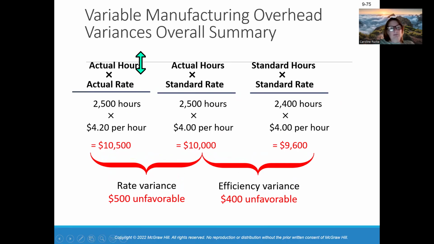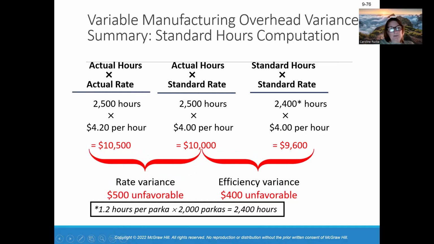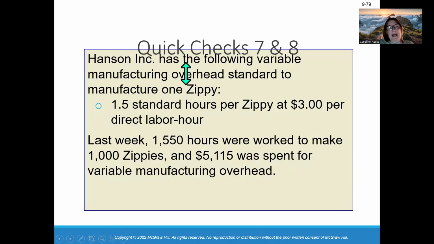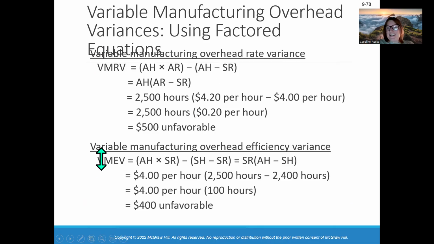Okay, so we're going to compare again in our table, actual hours by actual rate, which is going to give us the rate variance when you compare it to actual hours by standard rate. Okay, $500 unfavorable. Then actual hours times standard rate compared to standard hours times standard rate. The difference between these gives us our efficiency variance, $400 unfavorable. Again, we can do this as an equation instead of as a table. Okay, same answer though.